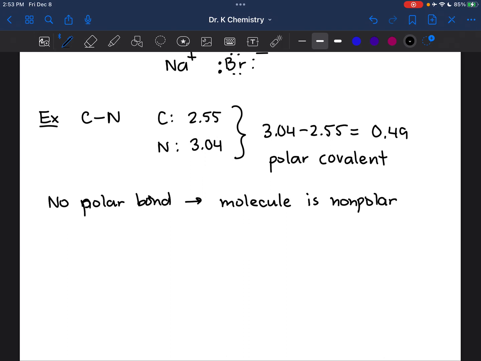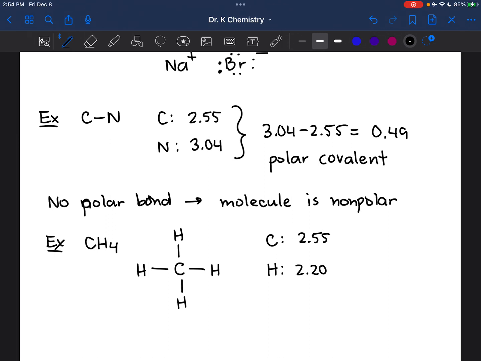And if that's the case, you don't have to think about it any further. So for example, let's say that we had CH4. That is methane. The only kind of bonds that we have there are carbon-hydrogen bonds. And what you would do is calculate the electronegativity differences between carbon and hydrogen. So you would subtract those two values just like we did with everything else, and you would find that this is a nonpolar covalent bond.